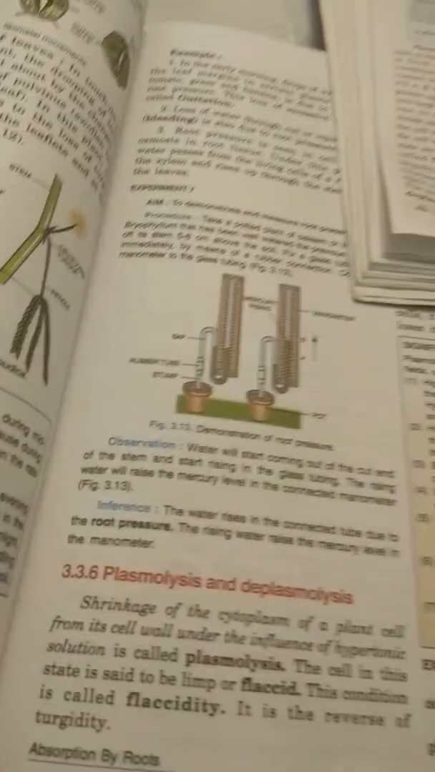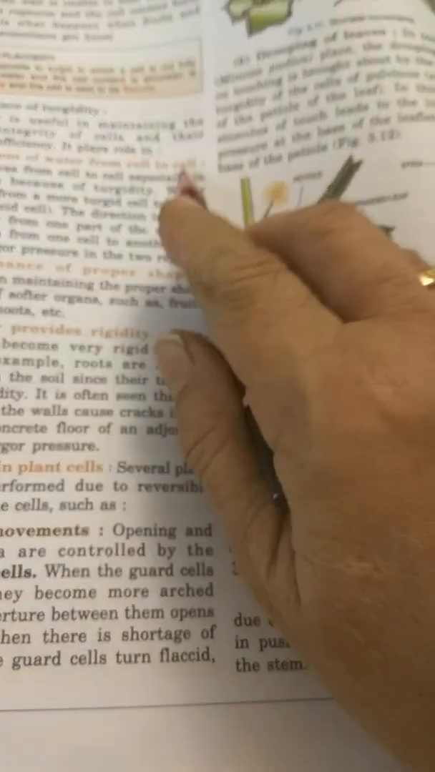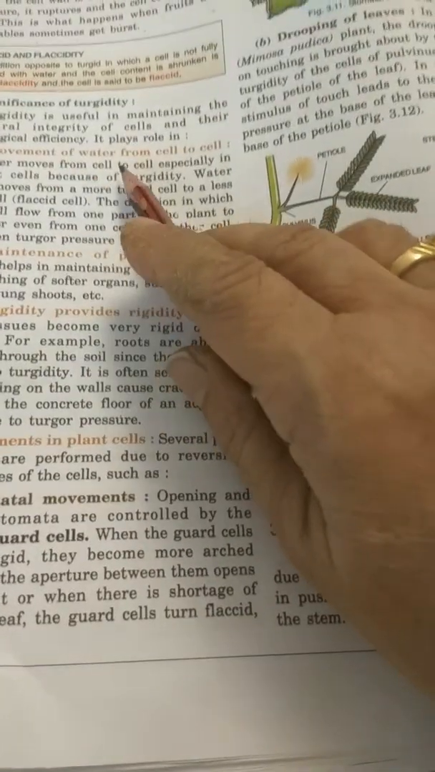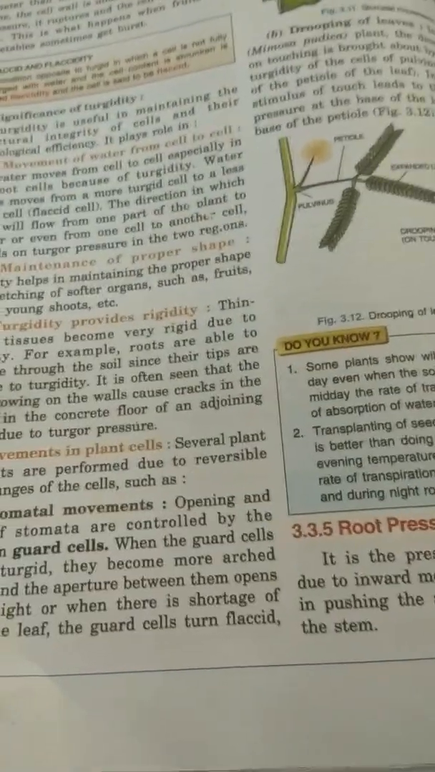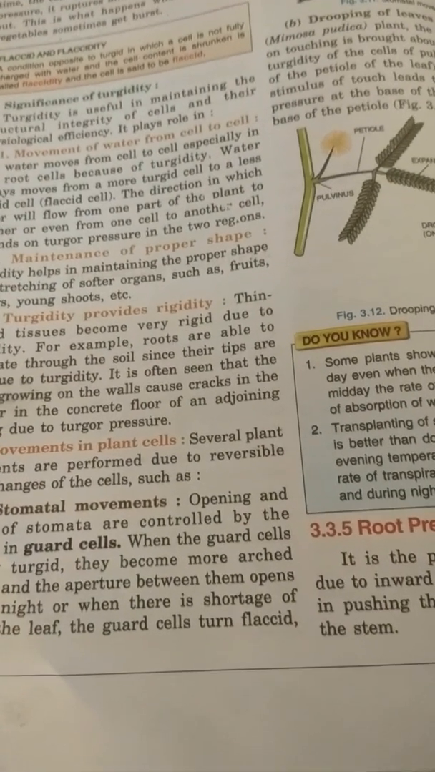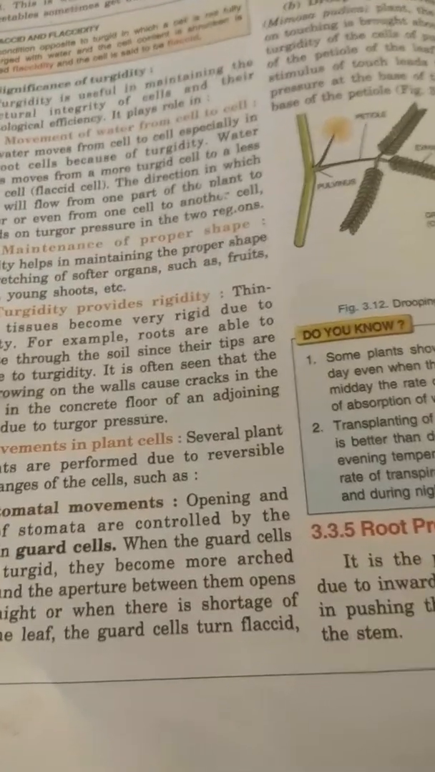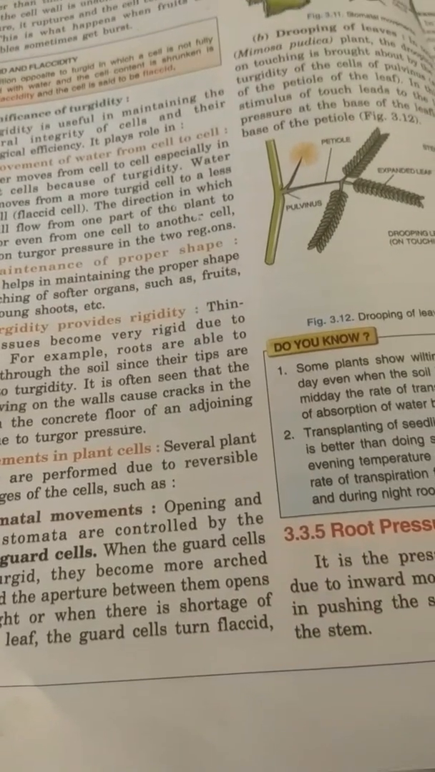Now, what is the significance, importance, and uses of turgidity in plants? This turgidity plays many roles in plants. The first is movement of water from cell to cell. The water moves from cell to cell, especially in the root cells, because of turgidity. The root hair cells absorb water by osmosis. The first cell gets fully charged with water and becomes turgid. Then the water from that cell will move towards the adjoining cell, which has less water in it.